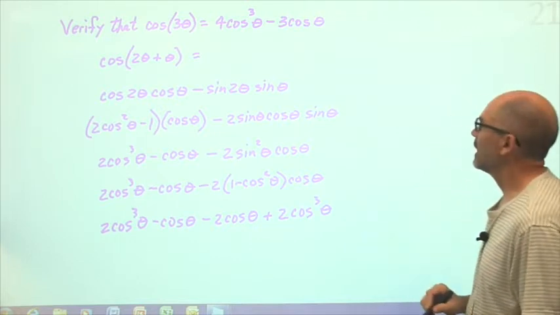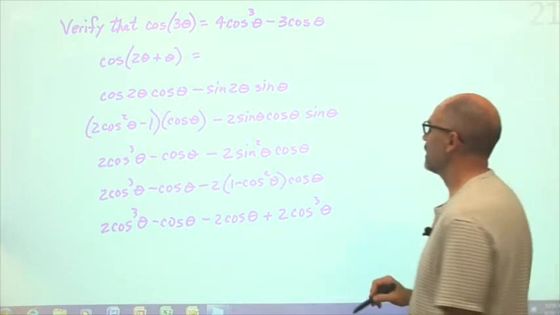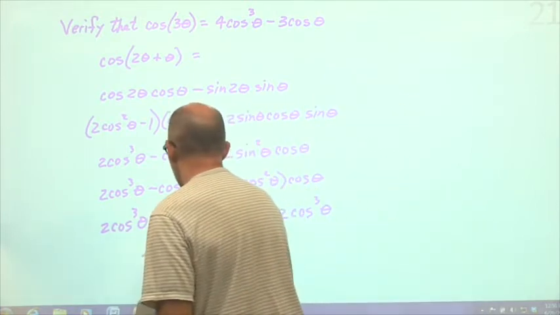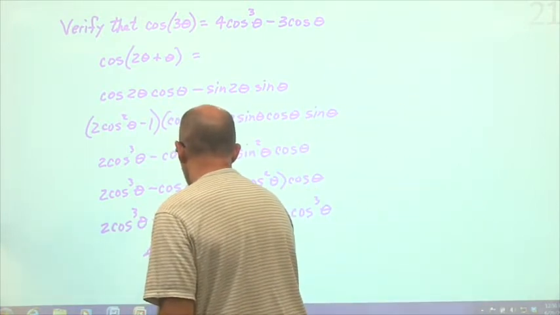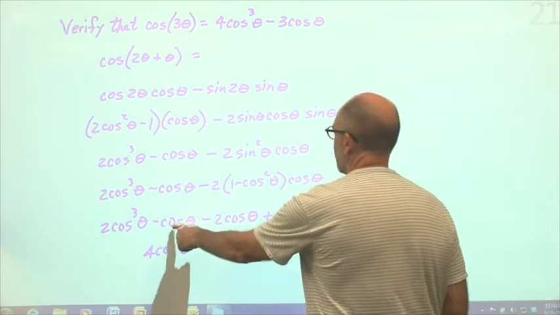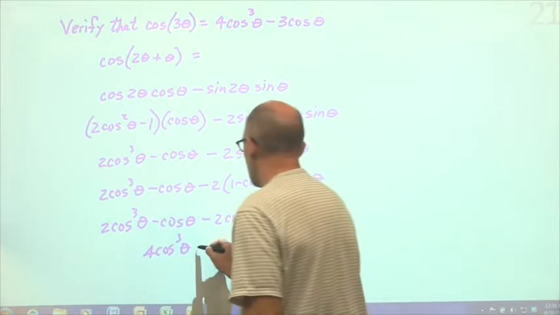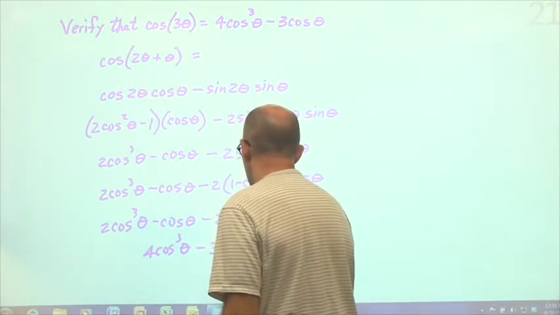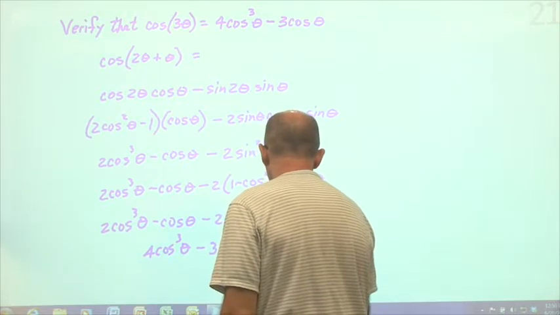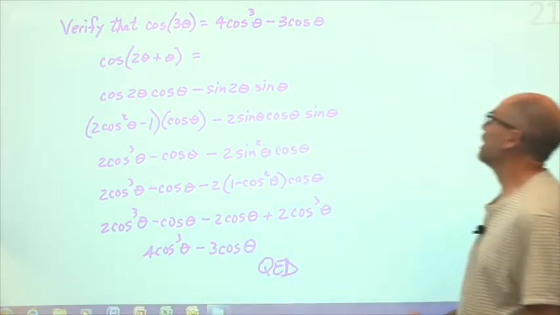All right, so now let's count up our cosine cubed thetas. We have 2 plus 2, so that's 4 cosine cubed theta. And now how many cosine thetas do we have? We have negative 1 minus 2 is negative 3 cosine theta. That's it, QED.